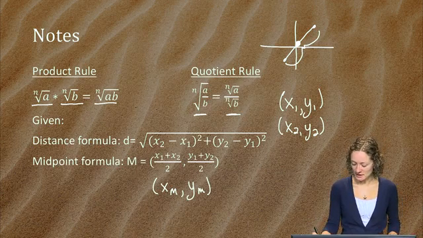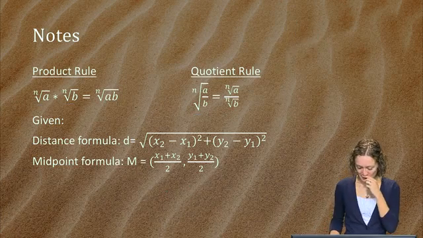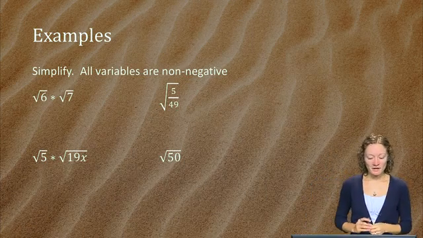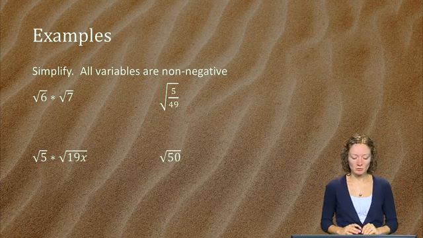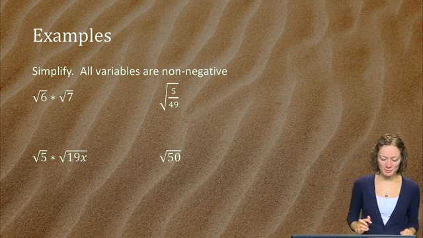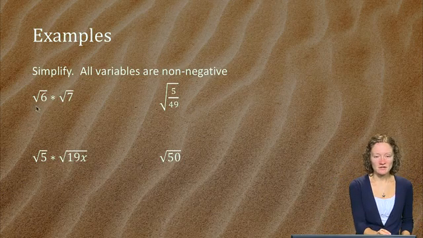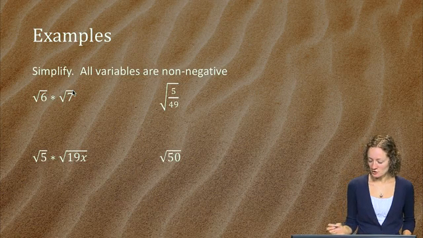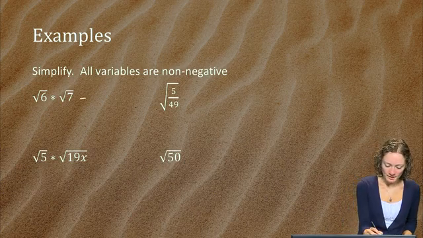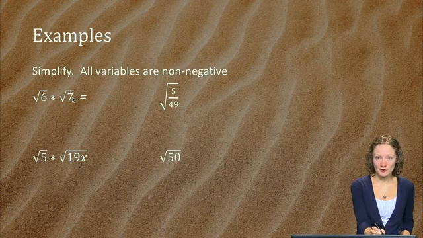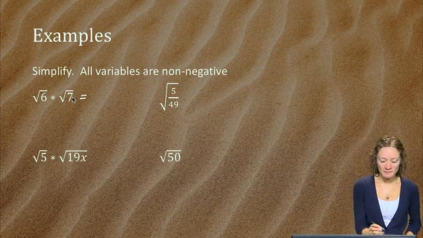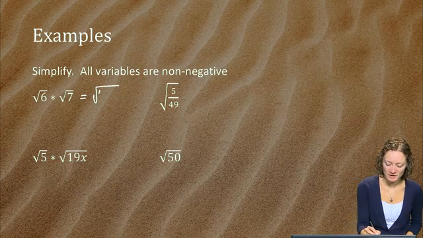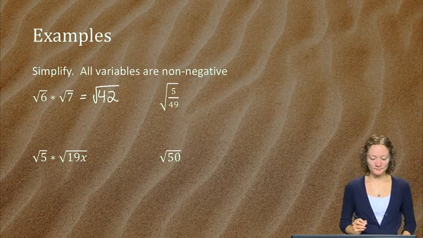All right, so let's take a look at using product and quotient rule in order to simplify. So the directions will say simplify, and all variables represent non-negatives. So that just needs to be said for us to be able to do these problems. So the first thing we have is the square root of 6 times the square root of 7. And we can use the product rule on this. Since they are the same type of radical, they're both a square root, we can multiply them together underneath that one root. So underneath will be 6 times 7, which is 42.